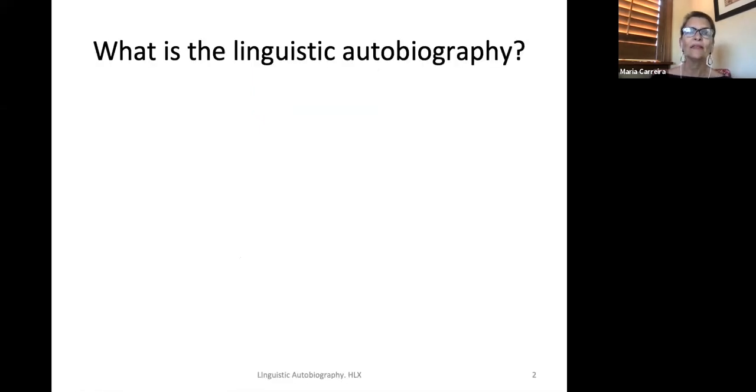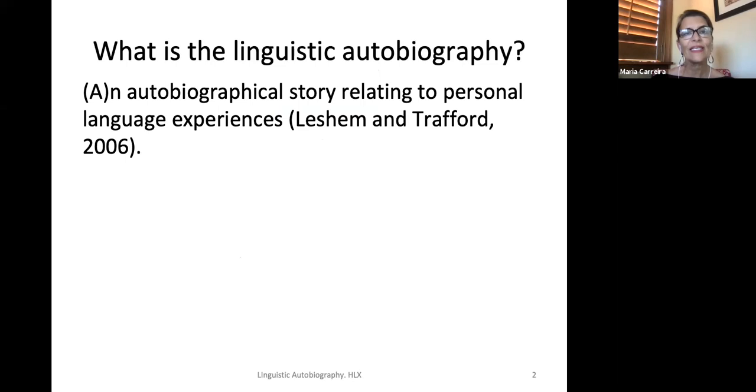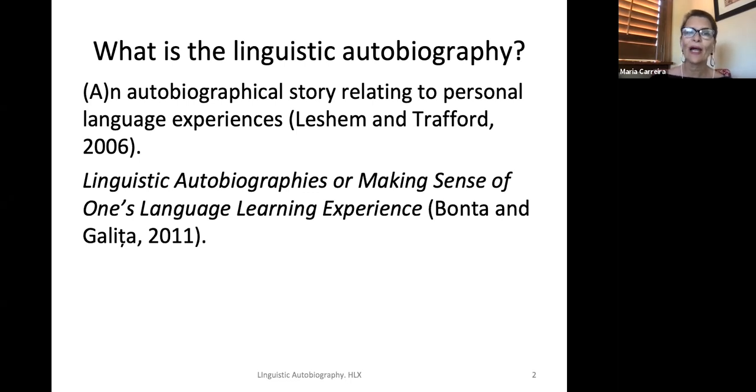Let's start by defining what we mean by the linguistic autobiography. Here's a fairly standard definition of this tool. It is an autobiographical story relating to personal language experiences. In terms of what it does, this title of a paper on the linguistic autobiography summarizes it best, in my opinion: Linguistic autobiographies, or making sense of one's language learning experience. And I'm going to delve into this throughout the rest of this presentation.